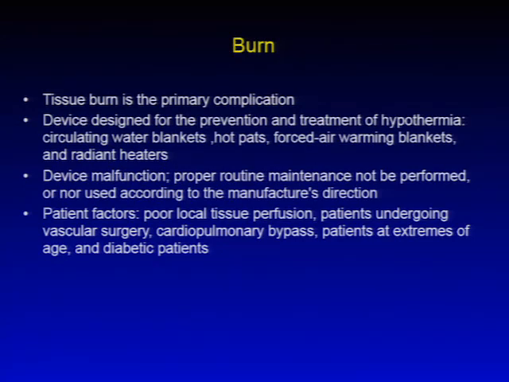Tissue burn is a primary complication in the OR. Devices designed for prevention and treatment of hypothermia, such as circulating water blankets, hot pads, forced air warming blankets, and radiant heaters, are potential problems. Device malfunction can occur, so we need proper routine maintenance. If they are not maintained, or not used according to manufacturer directions, they could be a problem.